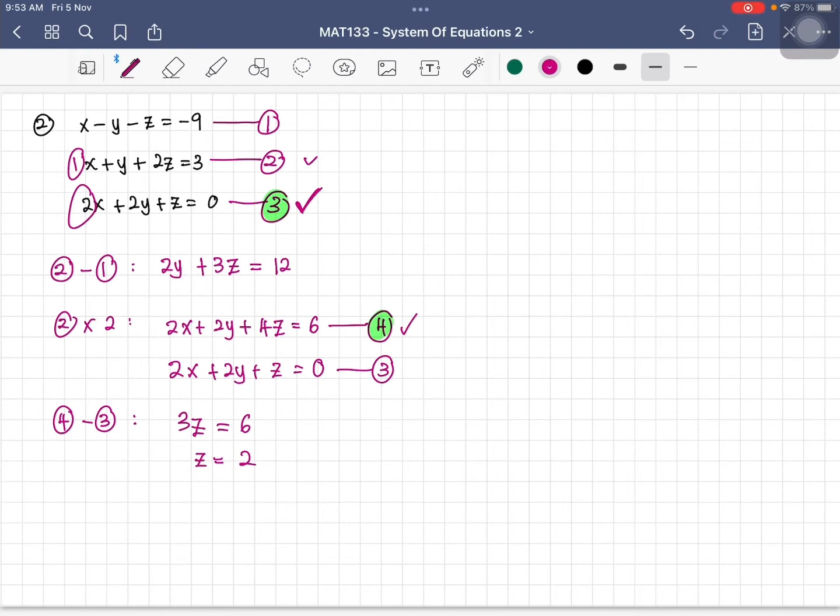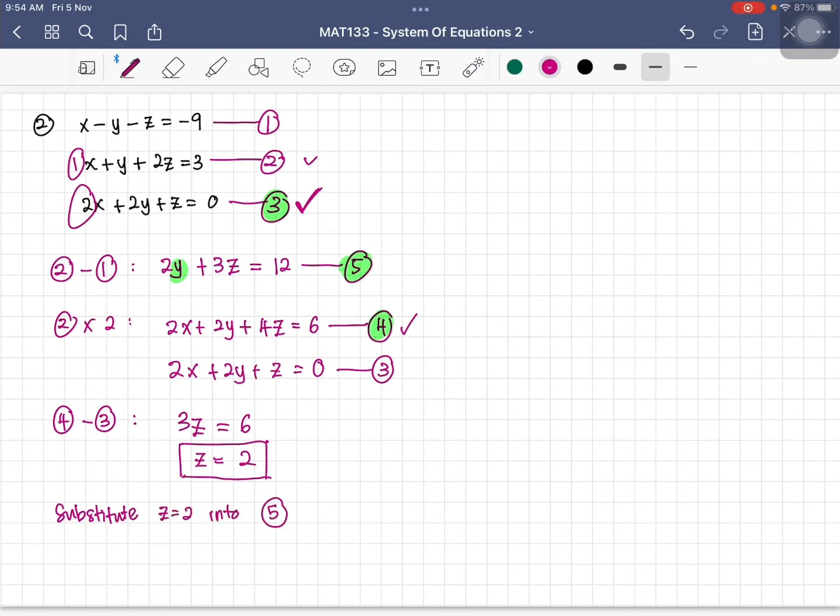So we have reduced to one variable only, and we already obtained the value for z equal to 2. To find the value for y, we need to substitute inside this equation. Let me label this equation number 5, suppose. We need to substitute the value z equal to 2 into equation number 5 so that we obtain the value for y. So let me just write: substitute z equal to 2 into equation number 5.